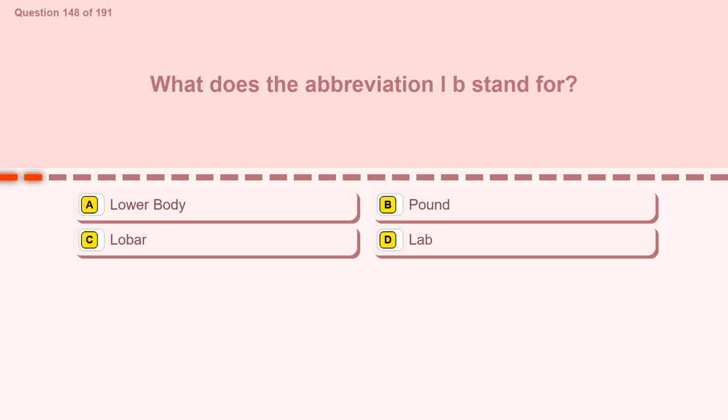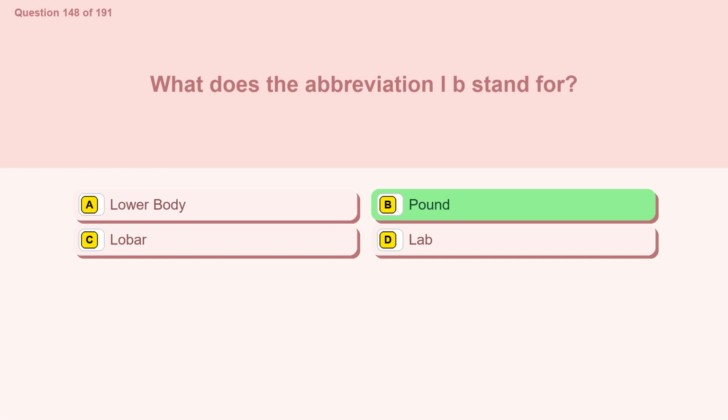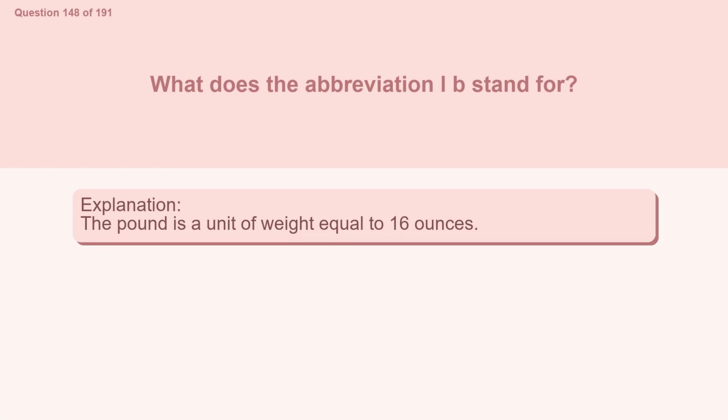Question 148. What does the abbreviation LB stand for? Option A, lower body. Option B, pound. Option C, lower. Option D, lab. The correct answer is option B, pound. The pound is a unit of weight equal to 16 ounces.